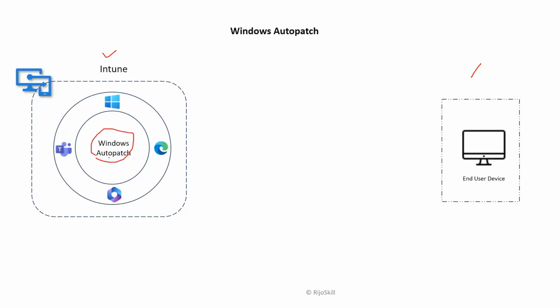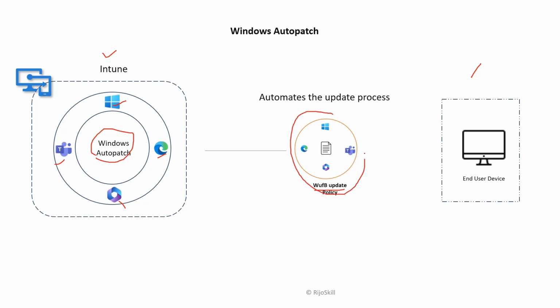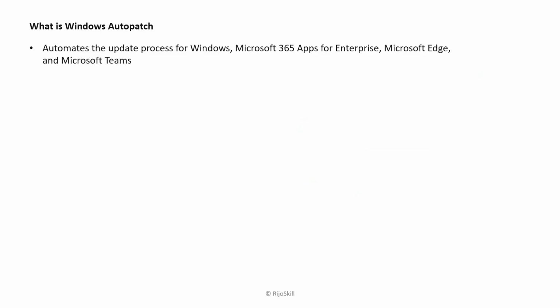In the Windows Autopatch concept you can see you have Windows update, Microsoft Edge update, Office 365 business updates, and also Microsoft Teams update. All of this comes together in one Windows update policy, the Windows update policy for business. All these updates come together and you can automate the update process and push it to your end user device. So Windows Autopatch is an automated update process. What is Windows Autopatch? Autopatch is the update process for Windows, Microsoft 365 apps for enterprise, Microsoft Edge and Microsoft Teams.